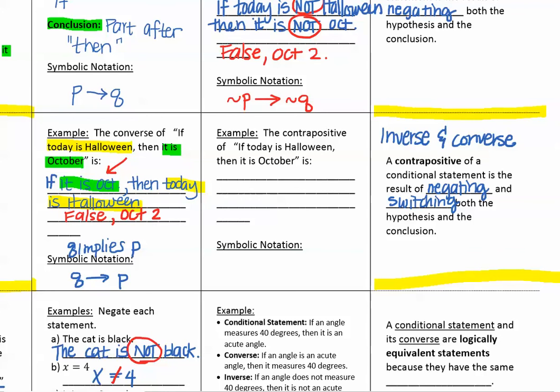So you kind of have to keep track of it and do two things. All right, so back to our Halloween example. If, and then I'm going to switch them. So I'm going to start by taking "it is October" and I'm going to put it first. But the big difference here is I'm going to negate it. So I'm going to write, if it is not October, then, now I'm going to put the first part, which was "today is Halloween", but remember we're going to negate it. So then, today is not Halloween.